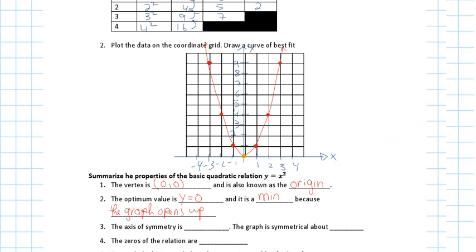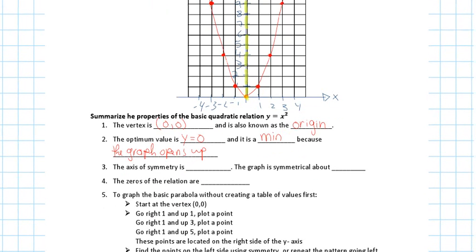What's the axis of symmetry? It's the y-axis. So if I'm looking at the axis of symmetry, it's this one, right? And it's at x equals 0. Remember, it's the x value of the vertex. So once you find the vertex, you already found your optimal value and your axis of symmetry. The axis of symmetry is x equals 0, and we call that the y-axis.